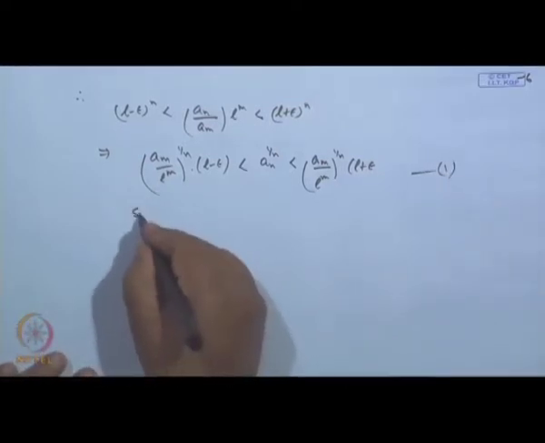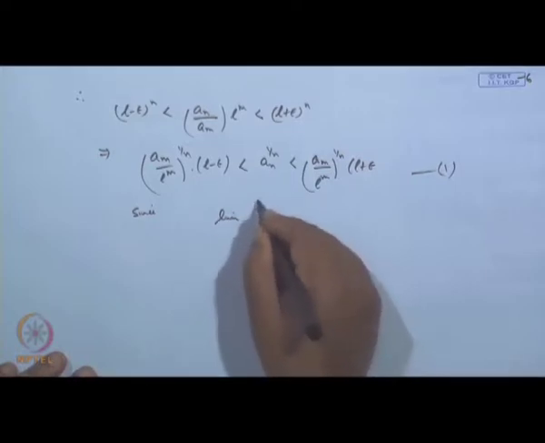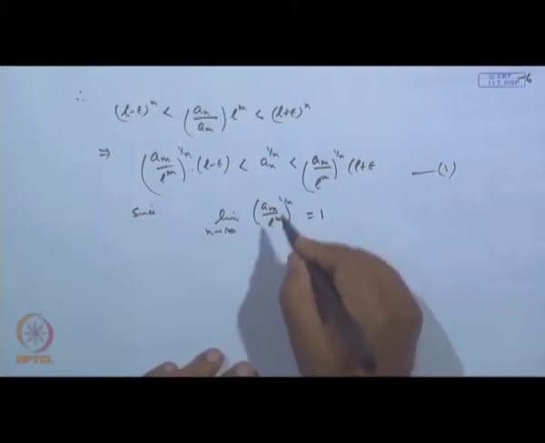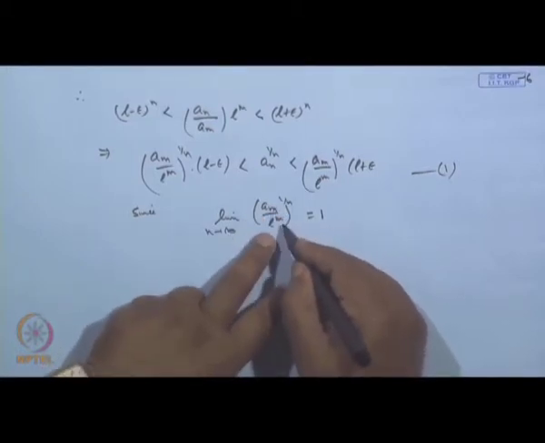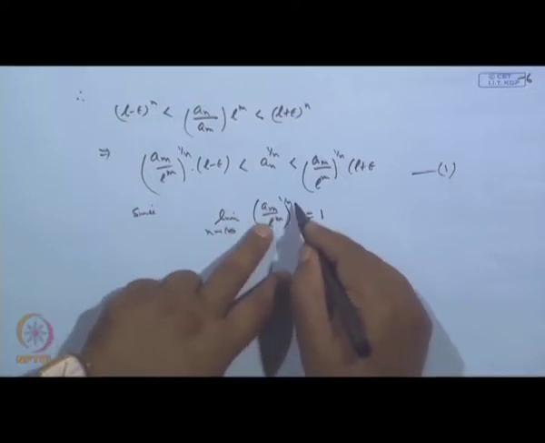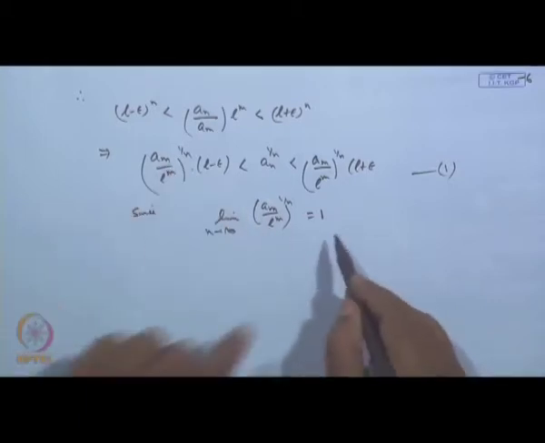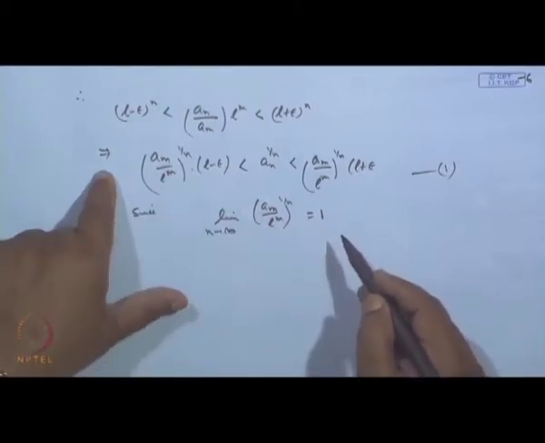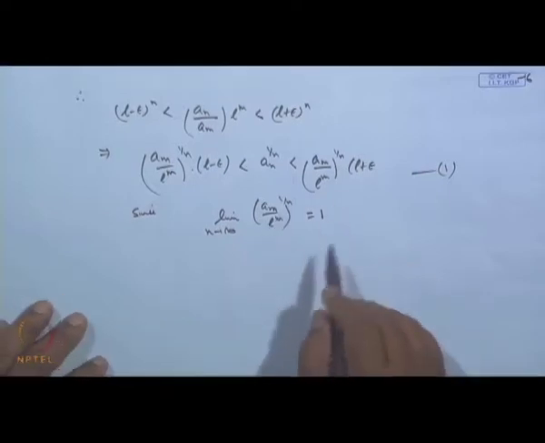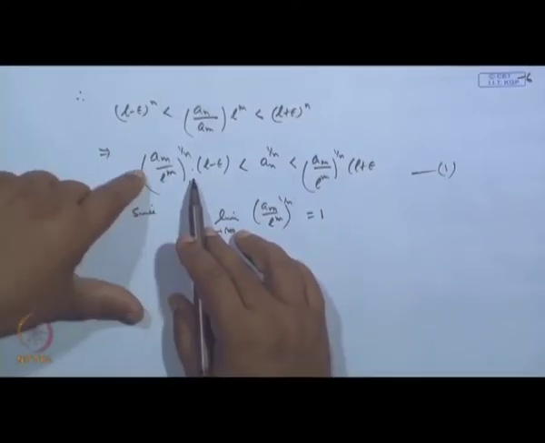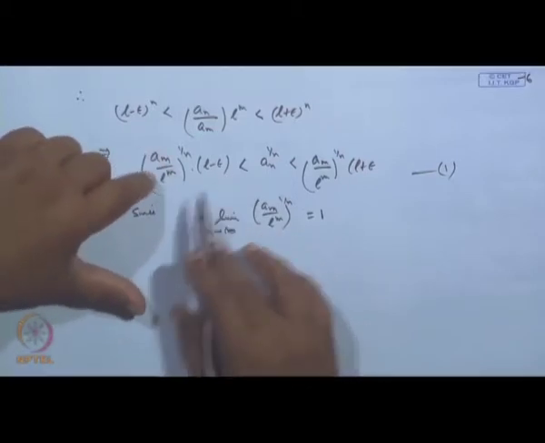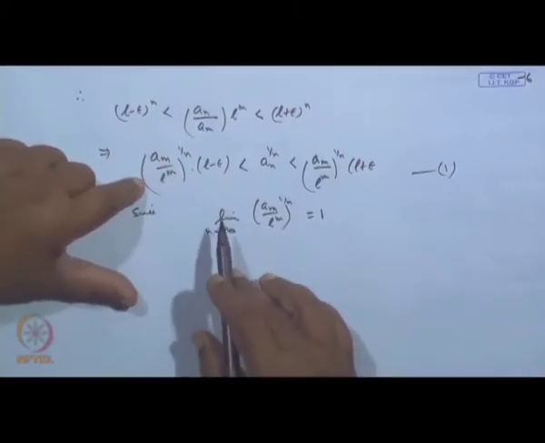Clear? Now, the limit of (a m over L to the power m) raised to the power 1 by n as n tends to infinity is 1. Why? Because a m is fixed and L to the power m is also fixed, so this is some constant raised to the power 1 by n. When n is sufficiently large, the limit will go to 1. It means this term will lie between 1 minus epsilon and 1 plus epsilon. So we can say this limit is 1.